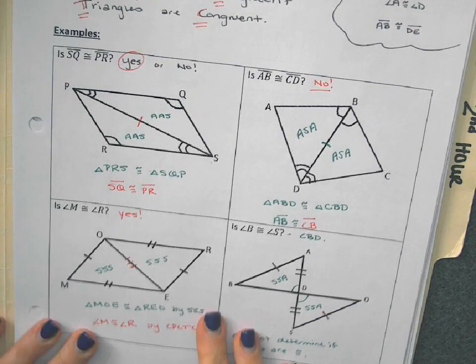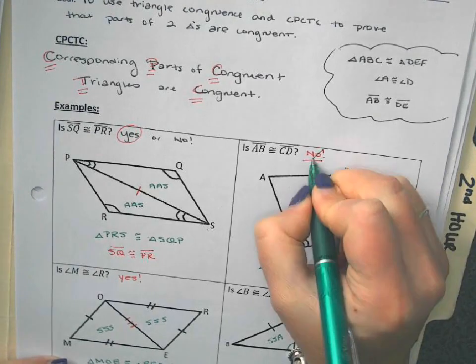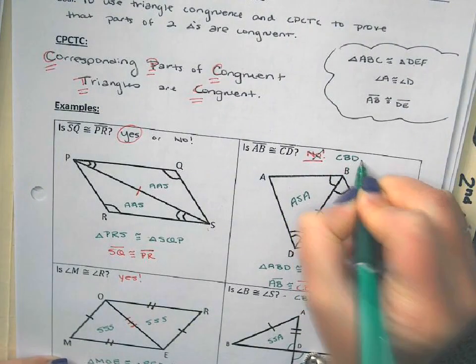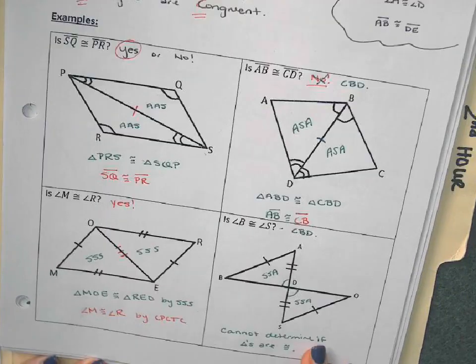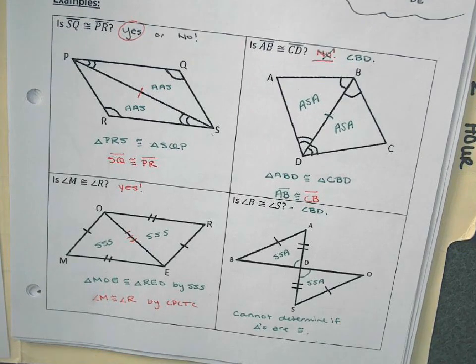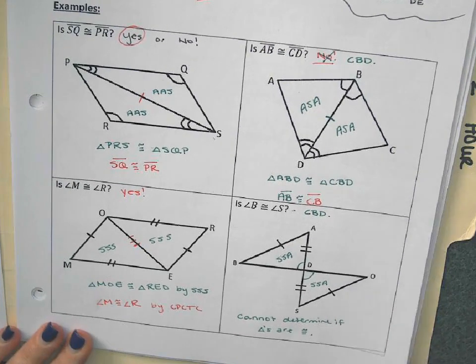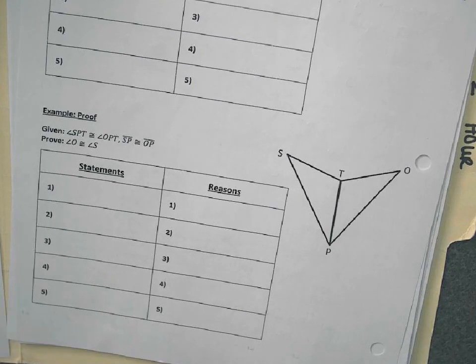And really, instead of saying no up here, we should write cannot be determined as well, because we don't know for sure if it is a no. We're not sure. So you write cannot be determined versus the no. Okay, so flip it over, and on the back side, we have two proofs that we're going to go through.